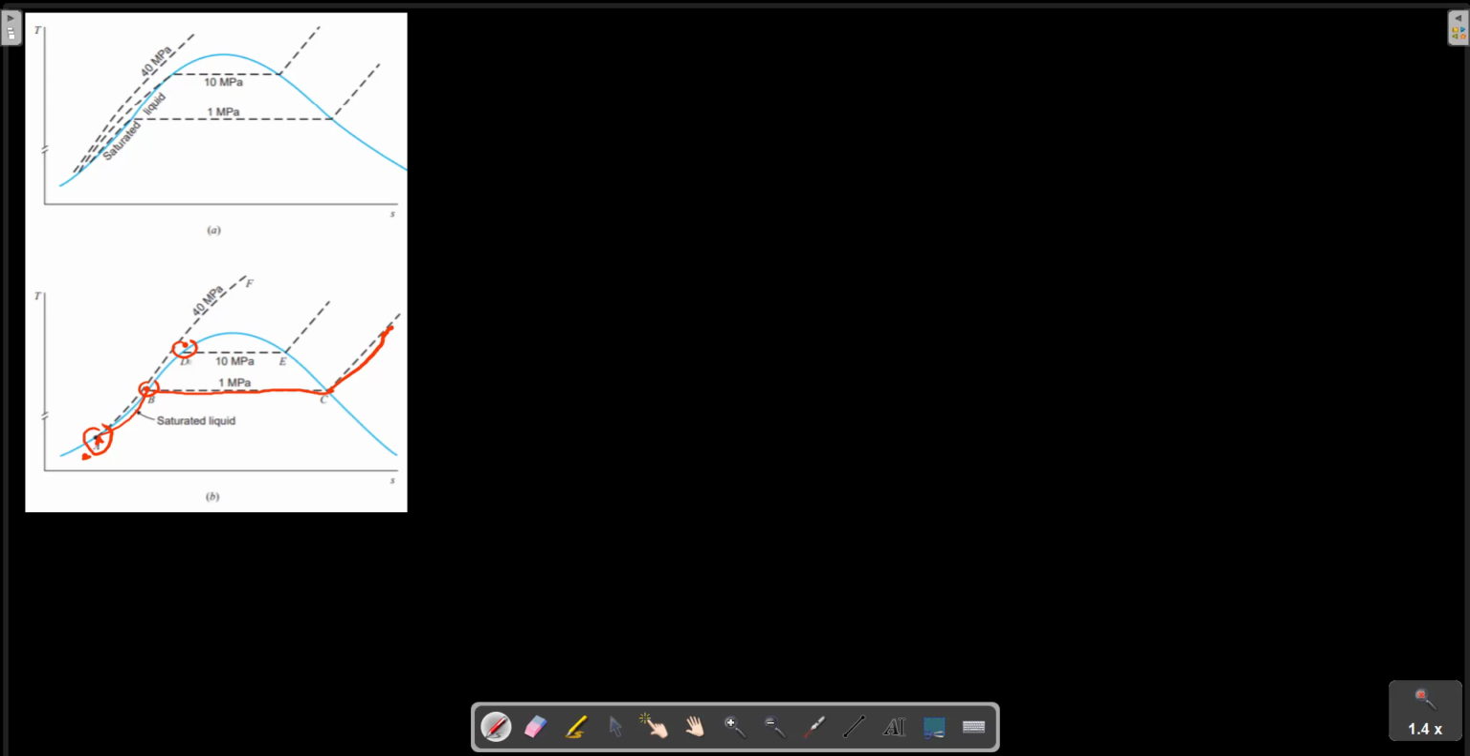At 1 megapascal and 10 megapascal, we have different diagrams. For the high pressure, we also have compressed liquid. We have only compressed liquids in these diagrams. The critical points are also at these points. The next section is entropy change in a reversible process.